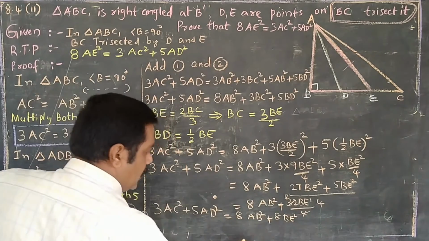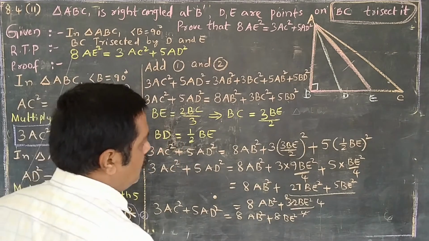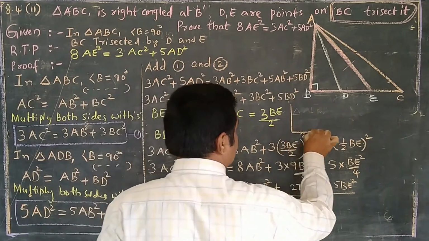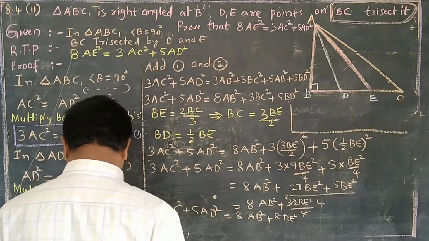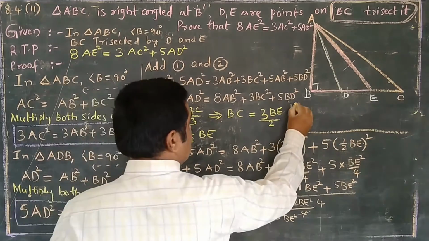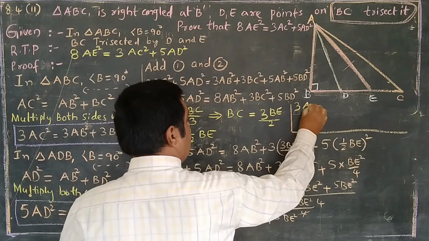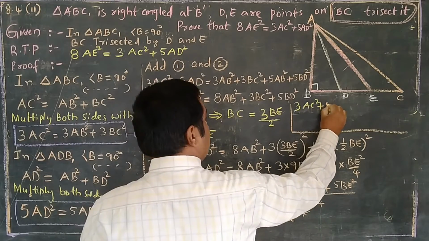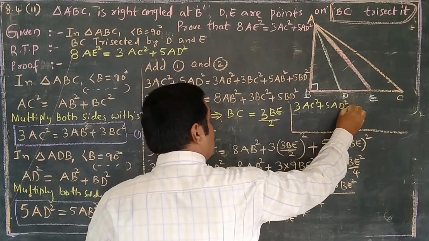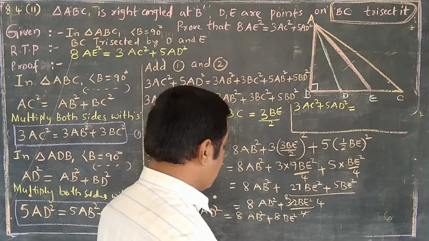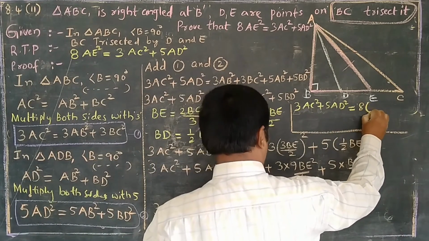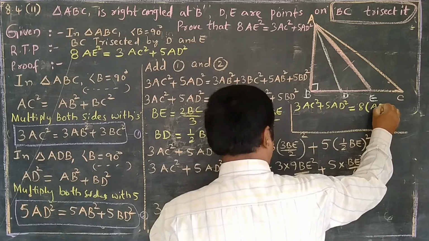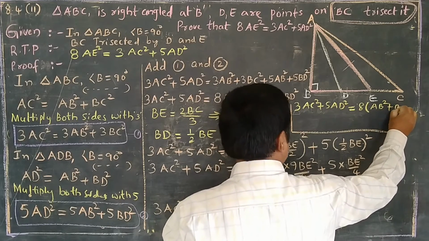And the next step we have to take the common. Result: 3AC square plus 5AD square is equal to, taking 8 common, 8 of AB square plus BE square.